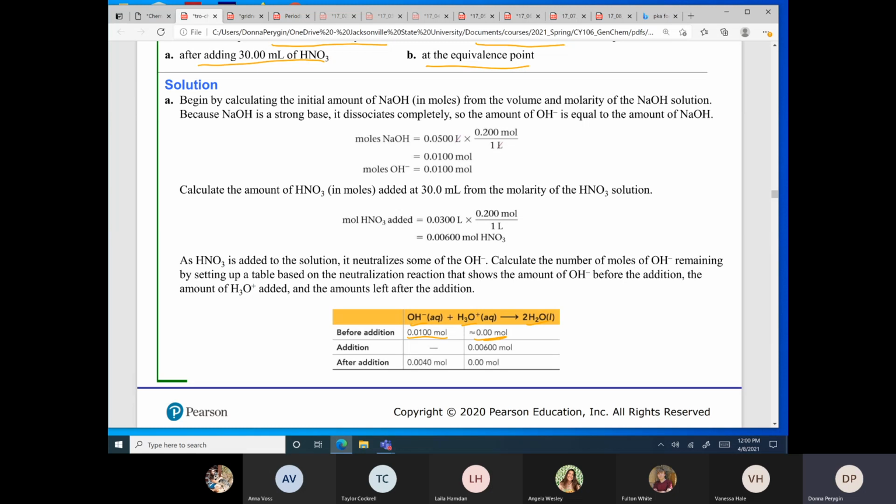So if we wanted to calculate the pH before the addition, we'd have to use the pOH and then calculate the pH from that. Next, we're going to add 0.00600 moles of the H+, and then we're going to calculate how much of the hydroxide we have left. In this case, we didn't take away all of our hydroxide. So let's back up and look at this on a chart.